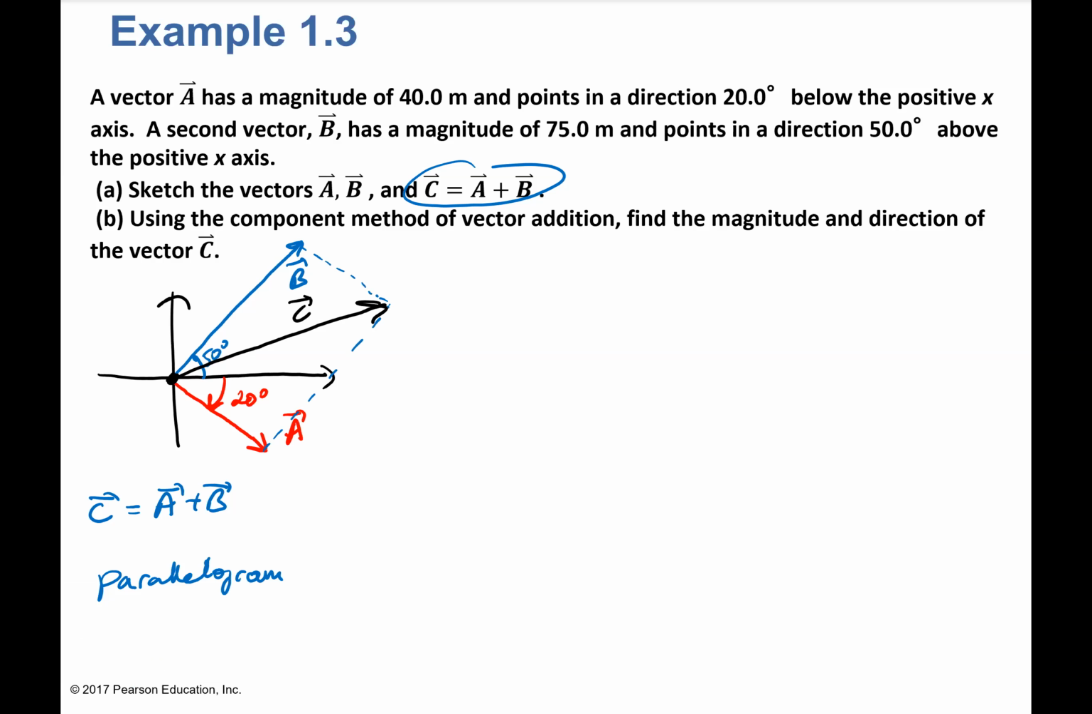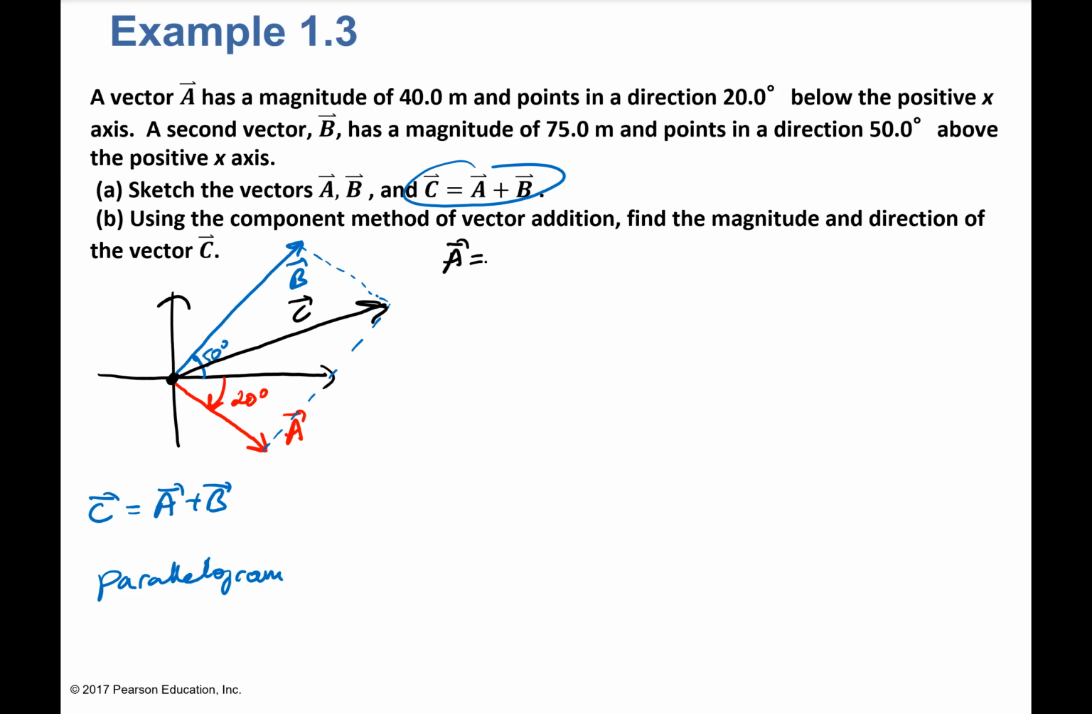And you can see, even this gives you some information, because this tells me that vector C has to be a first quadrant vector. That means when I'm calculating its components, Cx and Cy, they have to be positive and positive. But let's do that. Part B says, using the component method of vector addition, find the magnitude and direction of vector C. So let's do that.